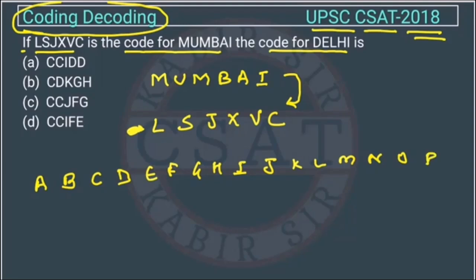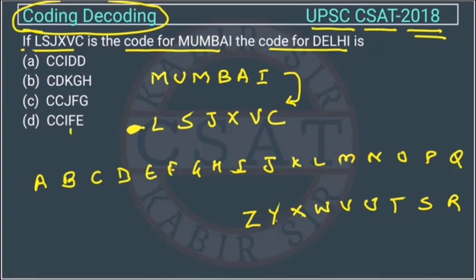ABCDEFGHIJKLMNOP, QRSTUVWXYZ, right? So now we will see M is getting converted into L. M is here, and M is getting converted into L. L is before M, so we can say we are going one step backward.